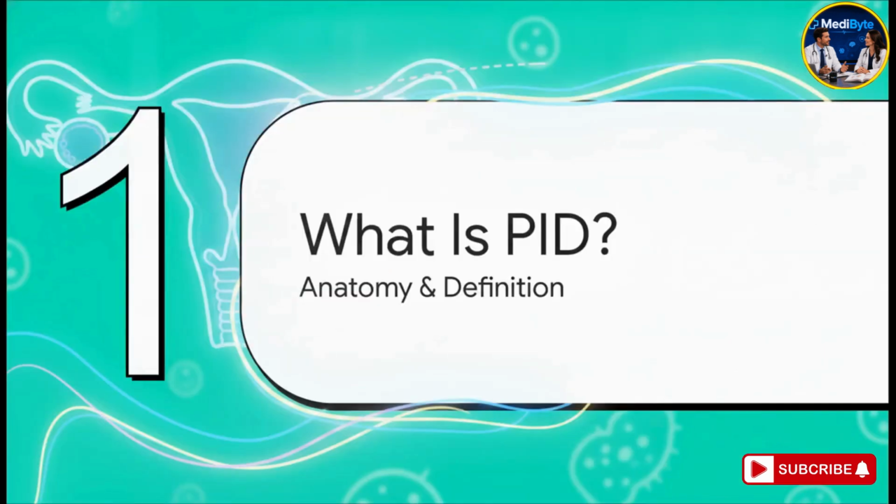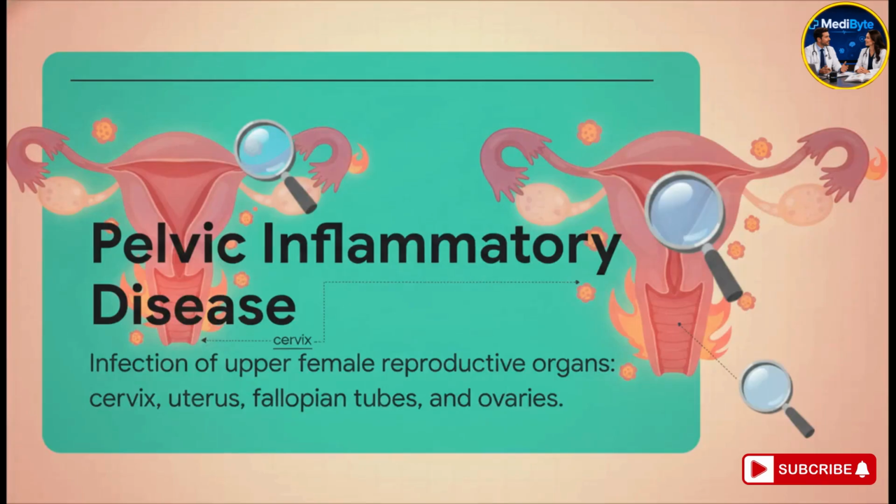Section 1. What is PID? So, as a healthcare professional here at MediByte, I want to make sure we're all crystal clear on exactly how PID impacts the body. Put simply, pelvic inflammatory disease is an infection that specifically strikes the upper female reproductive organs. We're talking about the cervix, the narrow lower part of the uterus, along with the uterus itself, the fallopian tubes, and the ovaries. And depending on where the infection actually settles, it causes very specific conditions.